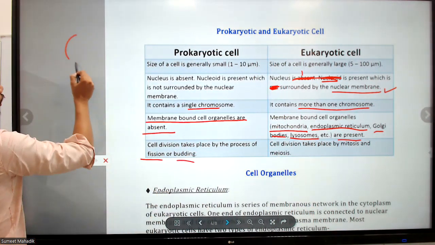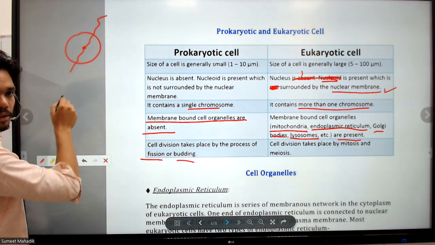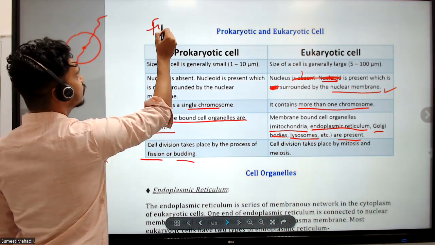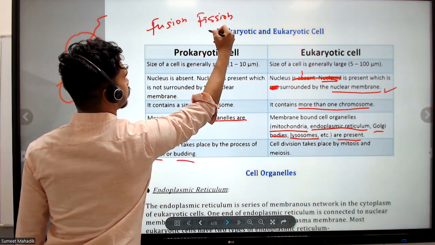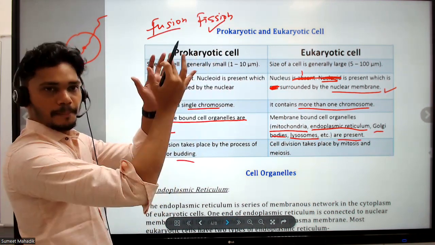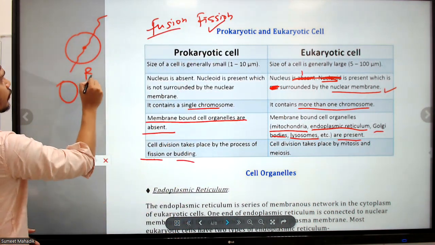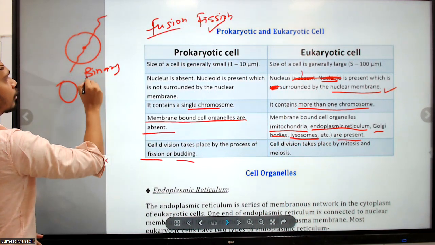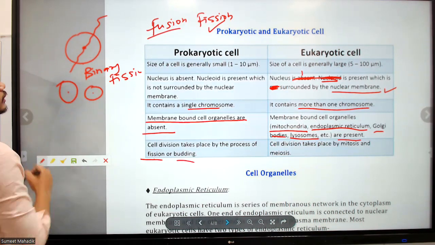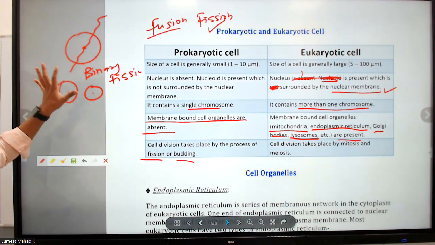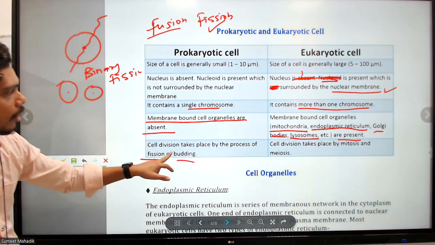What is fission? If one cell is there in a prokaryote, it undergoes binary fission. Fusion is a combination. Fission is a breakdown. Fuse means combine. Fission means breakdown. So which fission? Binary. What is binary? From one cell, we get two daughter cells, right? So this cell undergoes binary fission, and we get two. A cleavage is there, right? The cut is there.